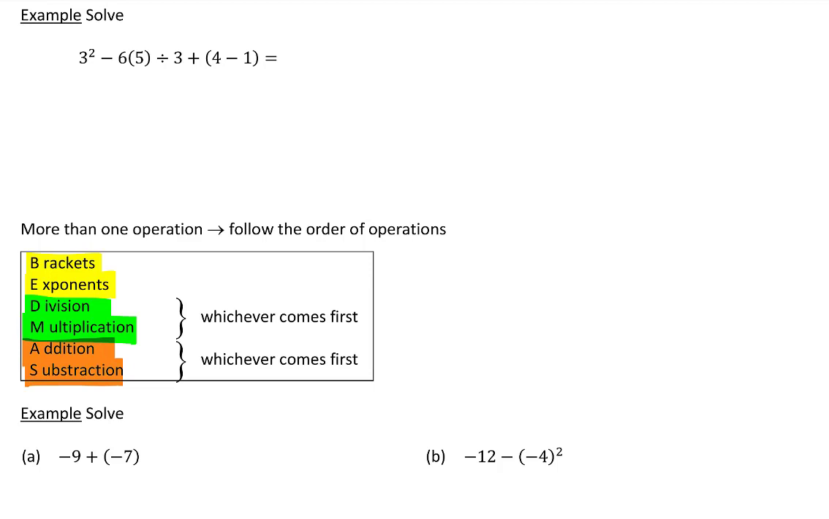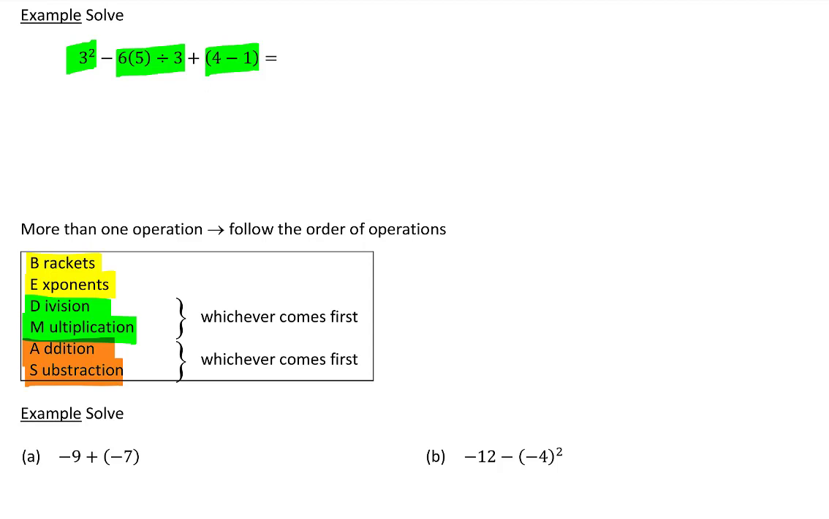Now that you're in grade 10, we have what are called terms. So this is one term, and each term is separated by addition and subtraction. So 3 squared is one term, 6 times 5 divided by 3 is another term, and then 4 minus 1 is a third term. Notice what I didn't highlight were the addition and subtraction signs. So at this point, that means you can take each term, evaluate them independently, and then put this all together.